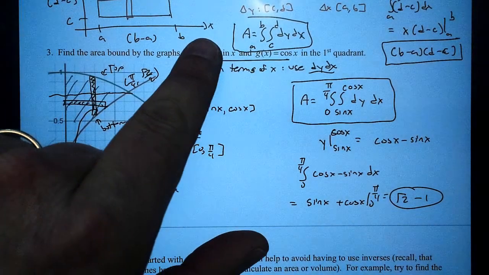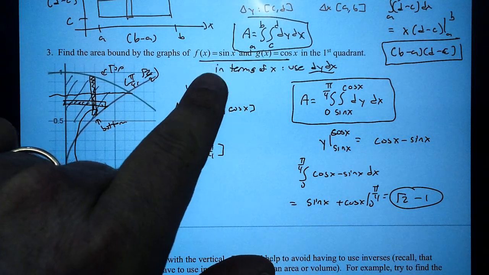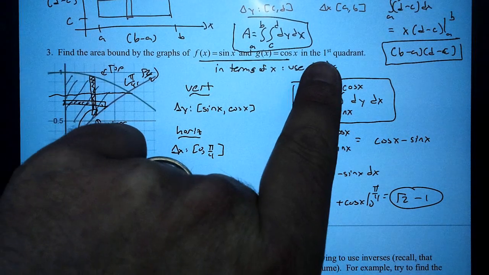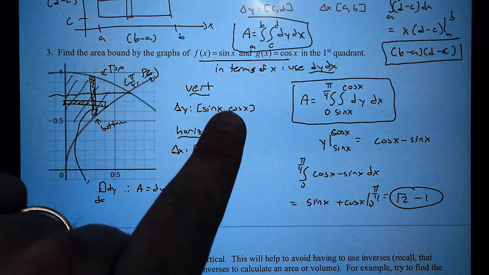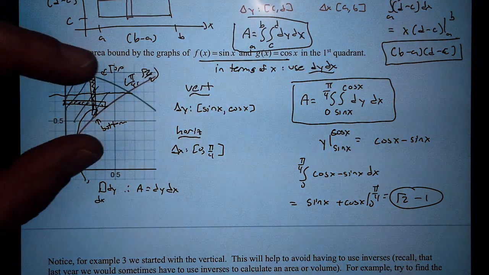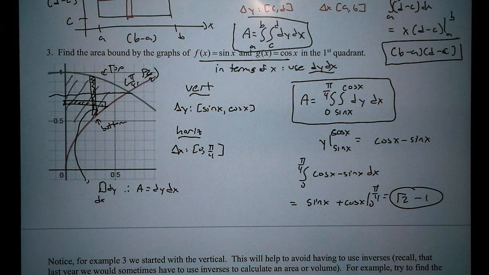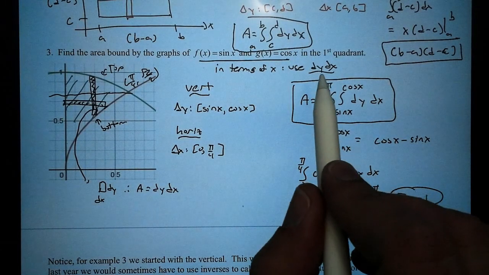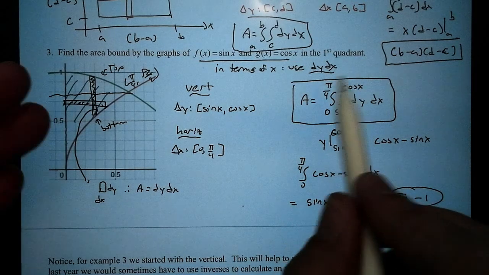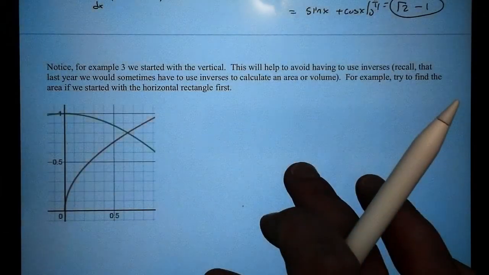But notice, my function here was in terms of x. And we said if it's in terms of x, we're going to use the order dy dx, because my vertical is going to give me my change in y's, which will be in terms of x. But what if we want to switch it? What if instead of using dy dx, we want to do dx dy? So let's talk about that.